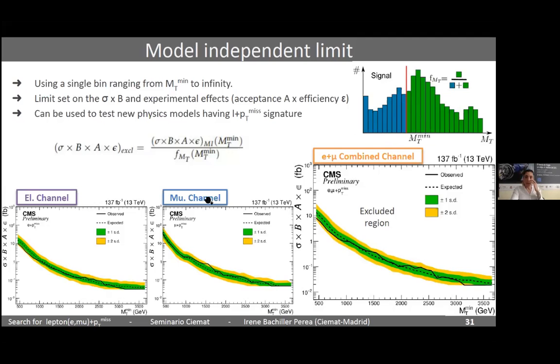With this, we set limits on the electron channel on the left and the muon channel on the right, and the combination of both channels. And the limit is set on cross section times the branching fraction and times the experimental effects, that are the acceptance and the efficiency. For very high masses, around 3 TeV, we get very sensitive, on the order of less than 1 inverse femtobarn.